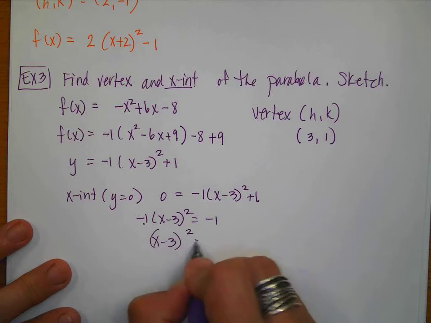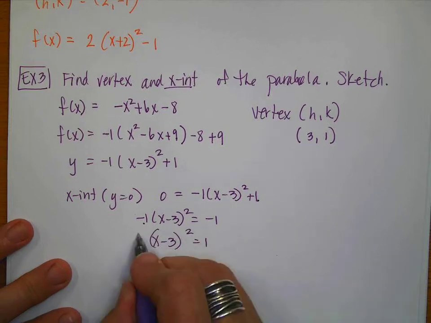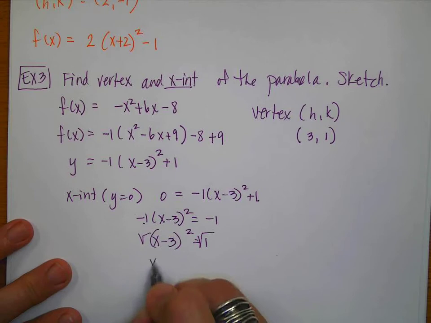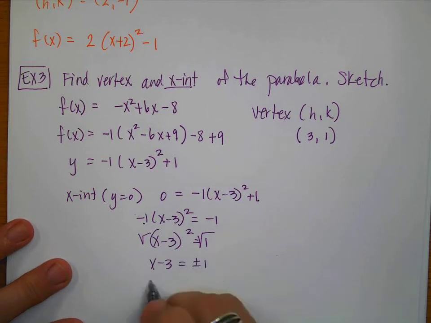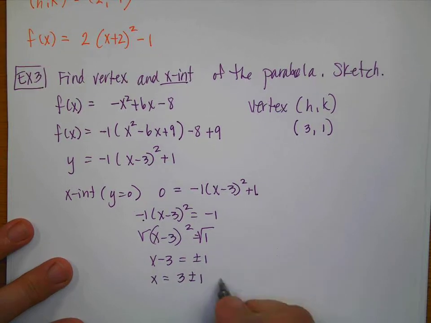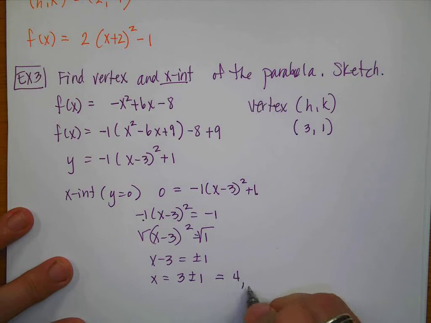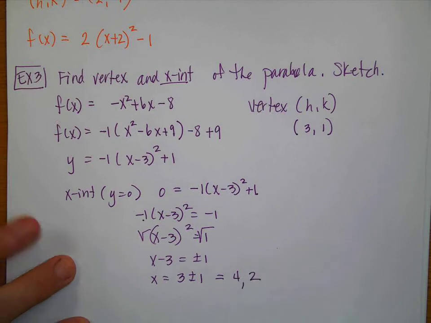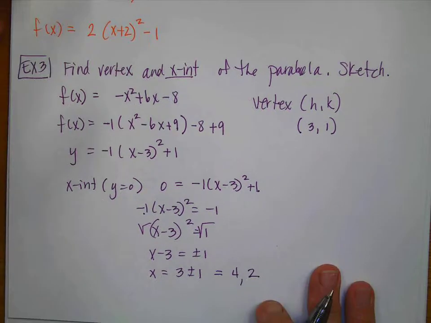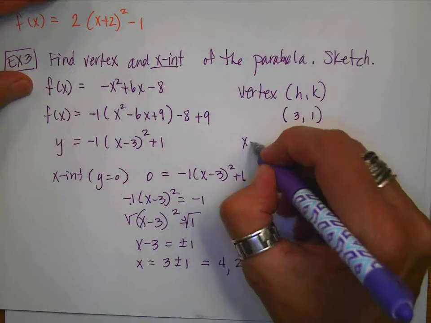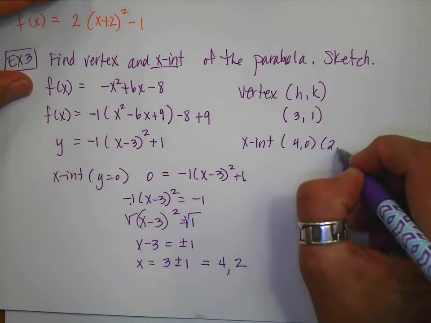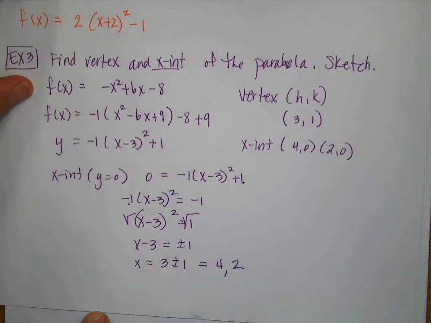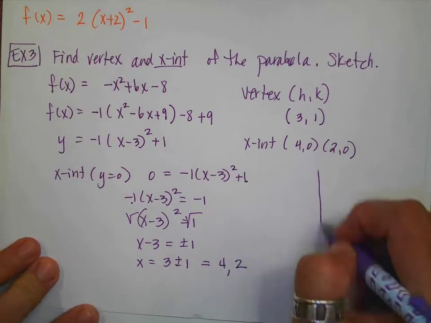Divide both sides by negative 1, so I get (x minus 3) squared is 1. Take the square root of both sides, and I get x minus 3 is plus or minus 1, and then x is going to equal 3 plus or minus 1. So that's going to be 3 plus 1 is 4, and 3 minus 1 is 2. So those are my x-intercepts. Up here I'm going to write the x-intercepts are going to be at (4, 0) and (2, 0).